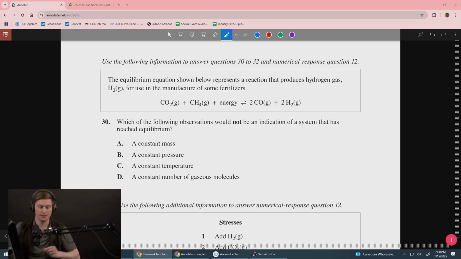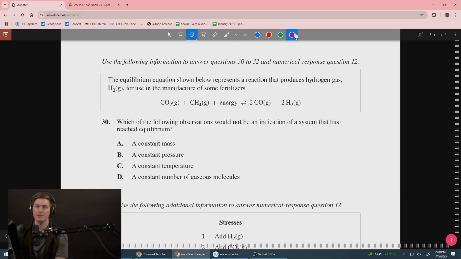All right, let's get started with question 30 here. The equilibrium equation shown below represents a reaction that produces hydrogen gas for use in the manufacture of some fertilizers. Carbon dioxide plus methane plus energy brings us to carbon monoxide, 2 moles of it, and 2 moles of hydrogen gas. Which of the following observations would not be an indication of a system that has reached equilibrium? A, a constant mass, B, a constant pressure, C, a constant temperature, or D, a constant number of gaseous molecules.